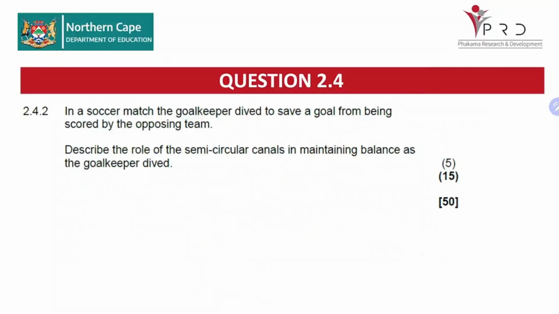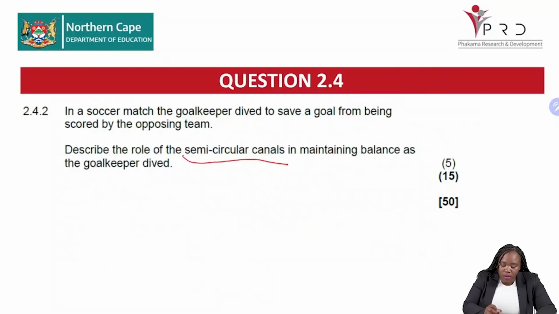2.4.2 says, in a soccer match, the goalkeeper dived to save a goal from being scored by the opposing team. Describe the role of the semicircular canals in maintaining balance as the goalkeeper dived. Right. So here we are looking at what has happened. There was a change in position of the head, because the goalkeeper dived.